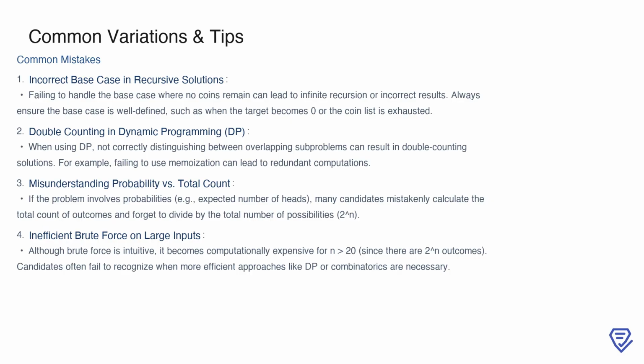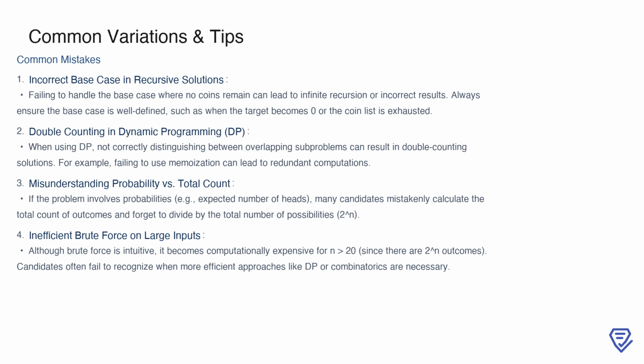Next is an issue specific to dynamic programming: double counting. This happens when overlapping subproblems aren't handled properly, often because memoization isn't implemented. As a result, you may end up recalculating the same states repeatedly.